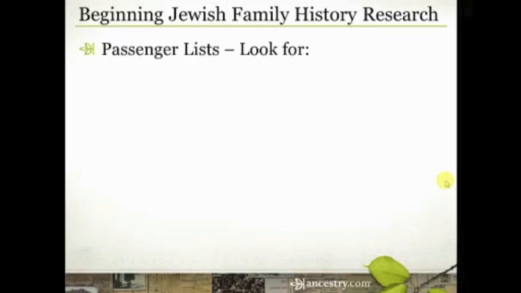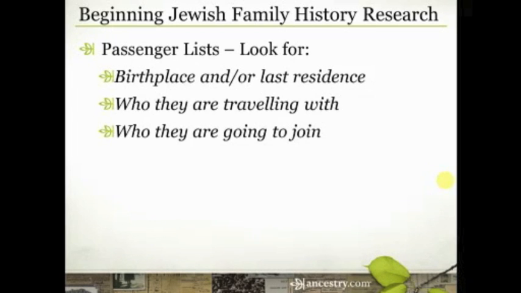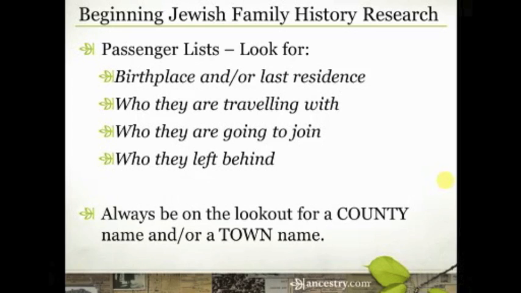actual passenger list. Now, when you're looking for passenger lists, there is additional information on these passenger lists than what you might be aware of, okay? Specifically, pay attention for birthplace and last residence. They're not always the same, so make sure you know which column you're looking at or what the column headings are for that particular passenger list.